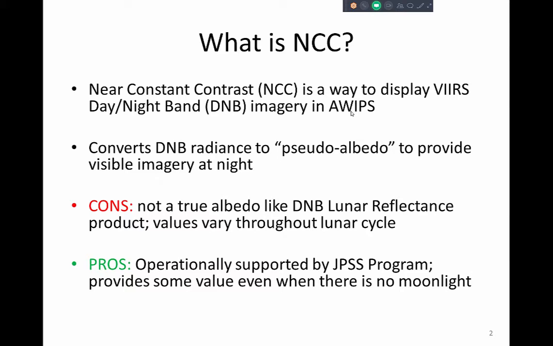And so it's not a true albedo like the day-night band lunar reflectance product, which I know some of the forecast offices are receiving. And these NCC values will vary throughout the lunar cycle, and so you have to change the scaling within AWIPS in order to ideally scale near constant contrast imagery. One of the main benefits of near constant contrast imagery is that it's operationally supported by the JPSS program, and it does provide value even when there is no moonlight, unlike the day-night band lunar reflectance product.